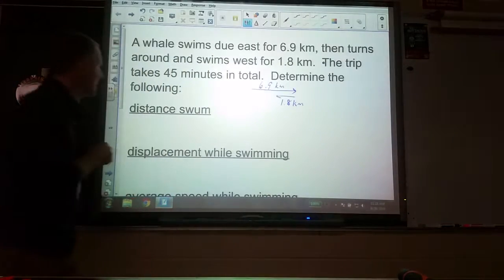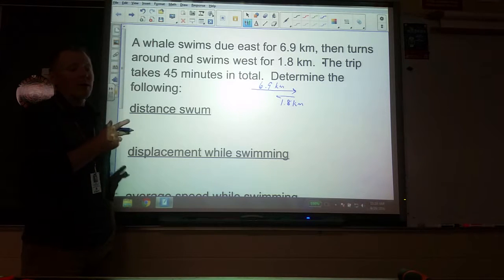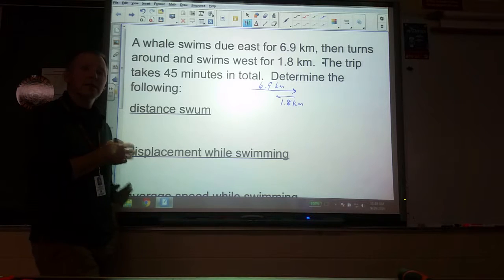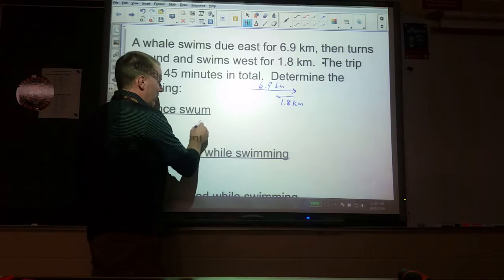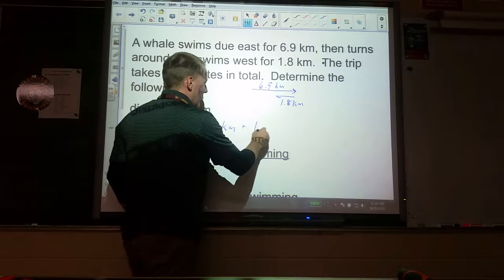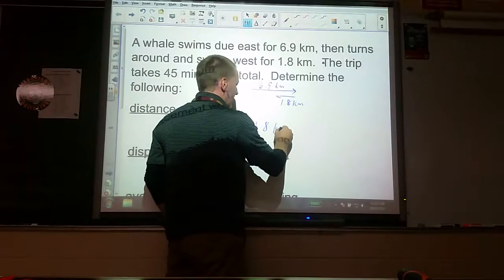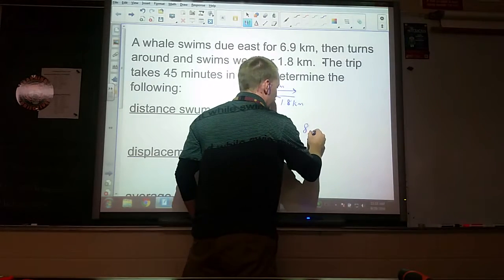So my first question is, what's the distance that the whale swam? Well, distance is not a vector. Distance is a scalar, so it doesn't depend on direction. So for a distance question, we would add the two. 6.9 kilometers plus 1.8 kilometers equals what? 8.7 kilometers swum.